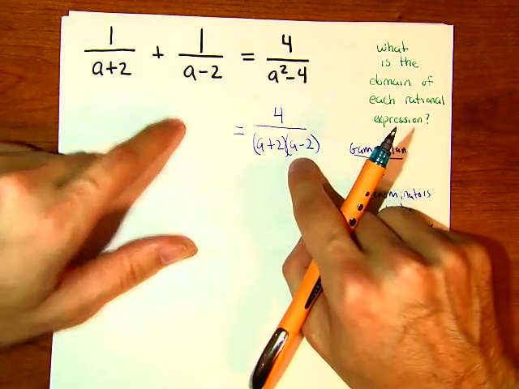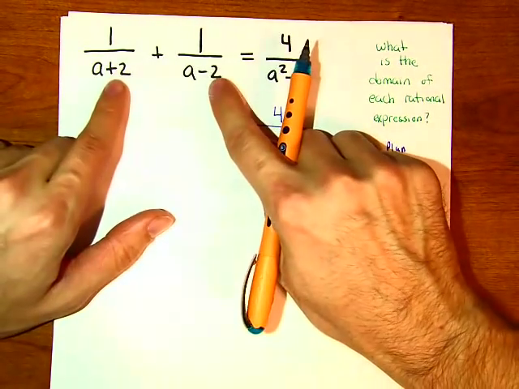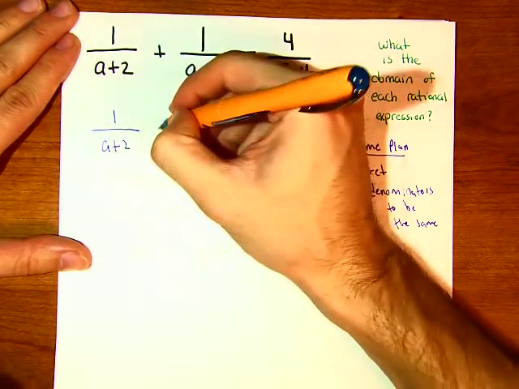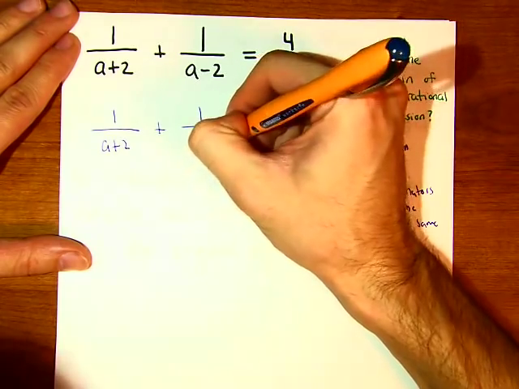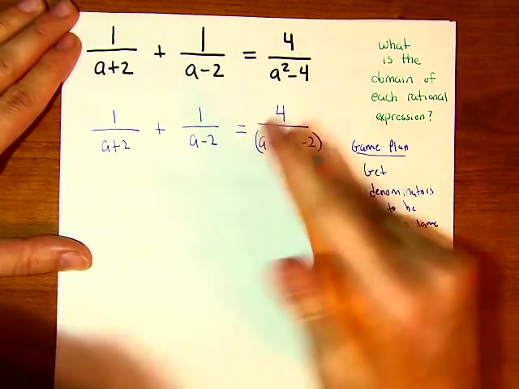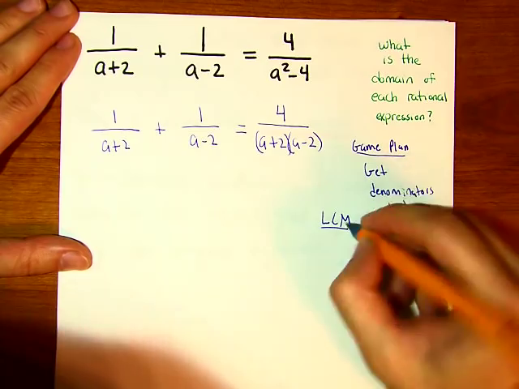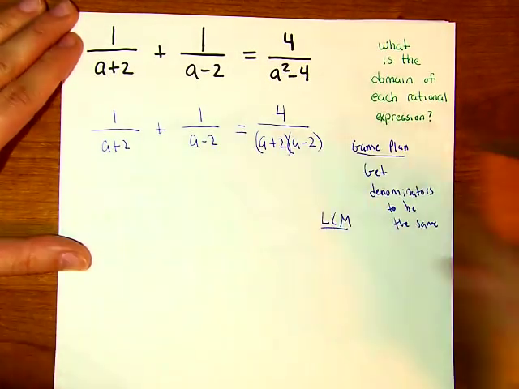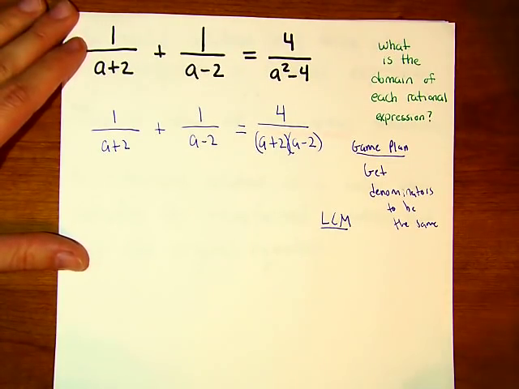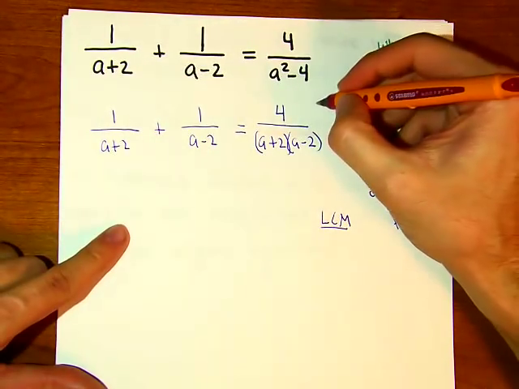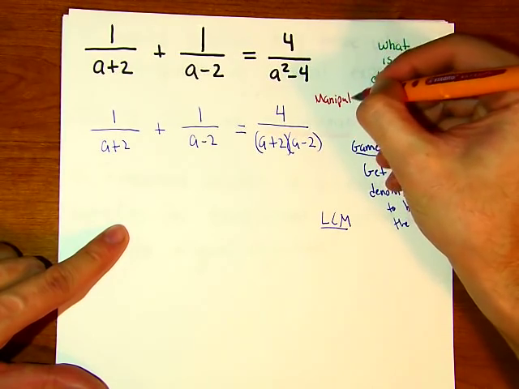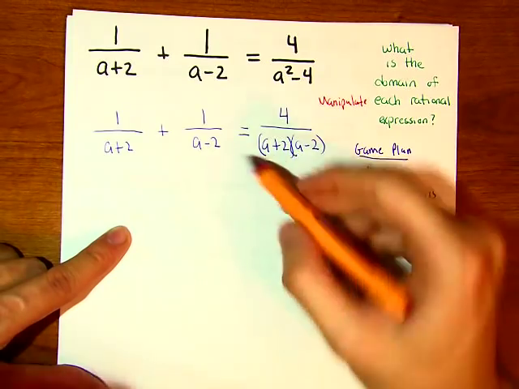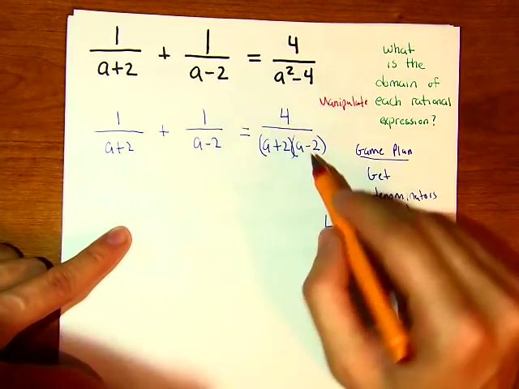And notice that this is the same thing as these two. So if we look at this, this is 1 over a plus 2, and this is plus 1 over a minus 2, right? This is the LCM of these two terms, this term and this term. So how can we manipulate, that's going to be a very powerful word, this fraction to have this denominator, and how can we multiply this fraction to have this denominator?